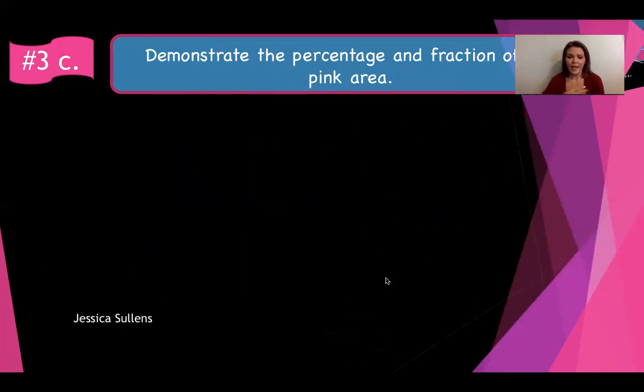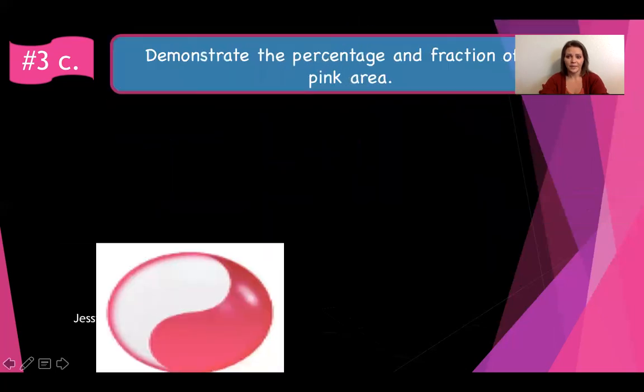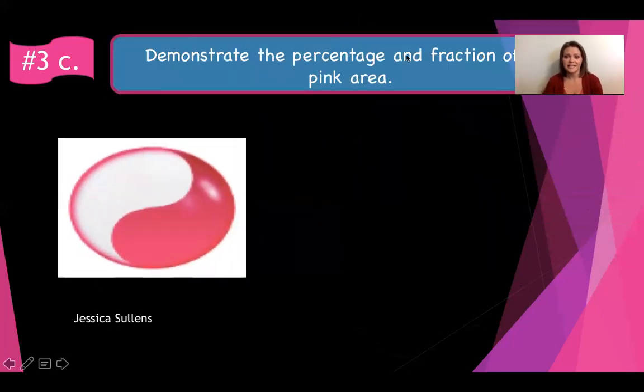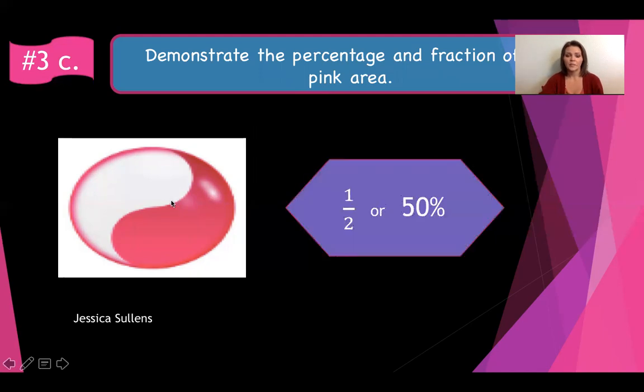I apologize. All right, with this one we are demonstrating the percentage of the fraction of the pink area. This one's very simple. You have 2 equal areas, and we know that this would be 50%, to make the whole 100%. So this would be 1/2, or 1 over 2, because we had 2 areas. Our numerator is 1, our denominator is 2, because the whole equals 2. Or 50% make up the pink area right here.